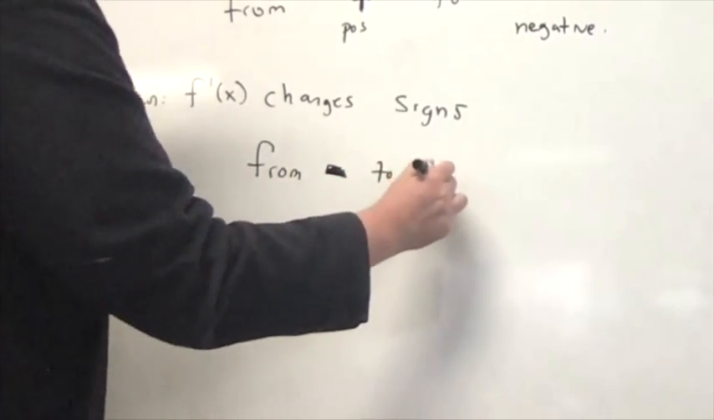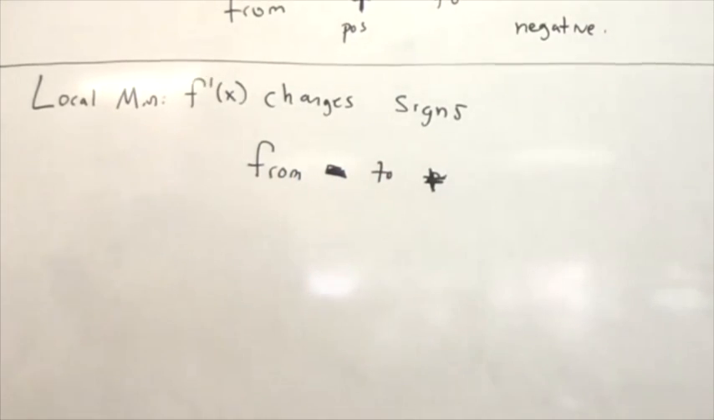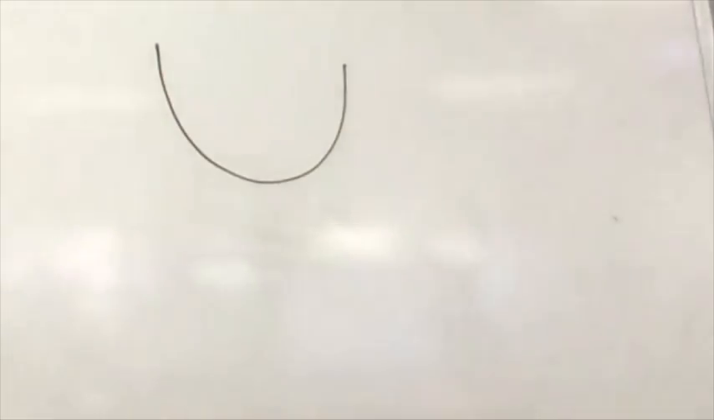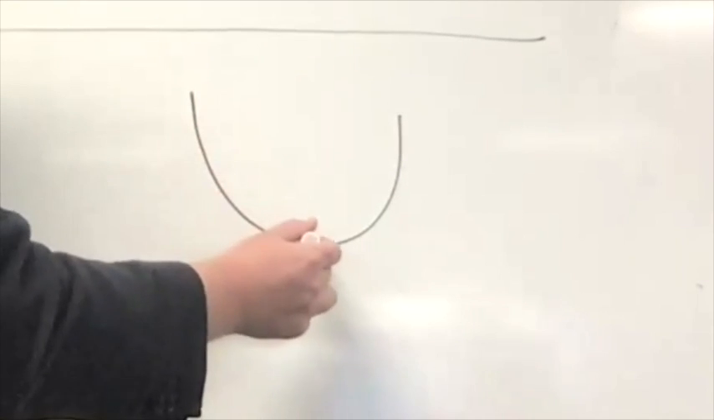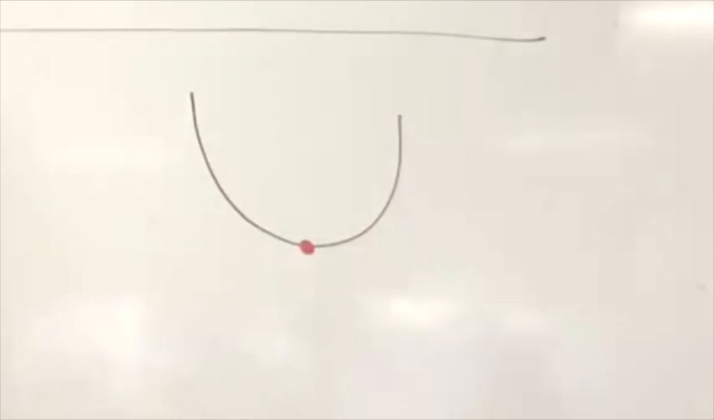And a local min is a place where f prime of x changes signs from negative to positive. And that, if you think about it, may make sense as well, because right at the place where I would expect to see a local min, the first derivative goes from being negative to suddenly the first derivative is positive.